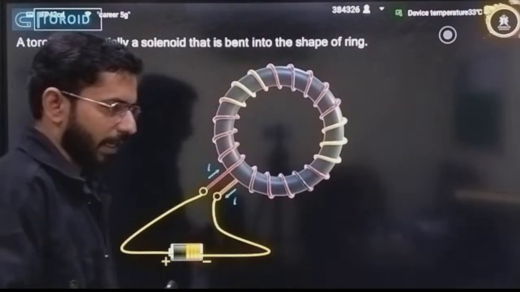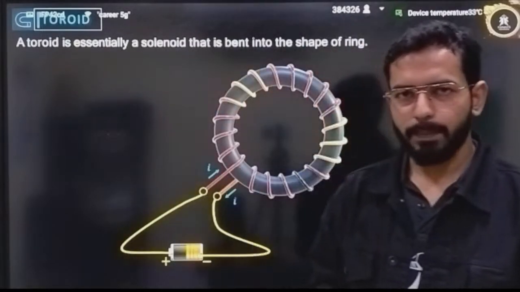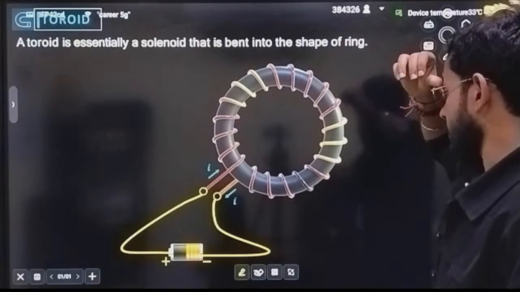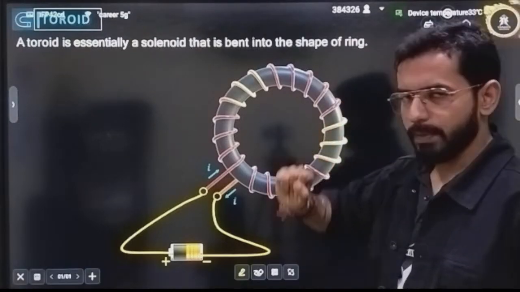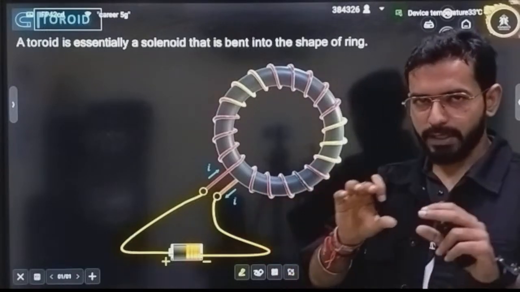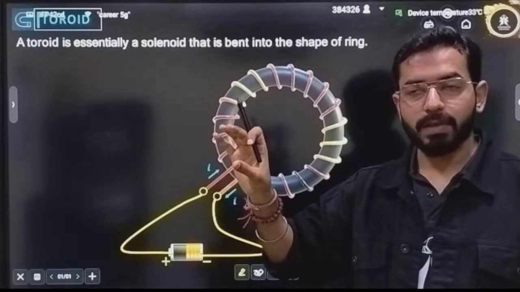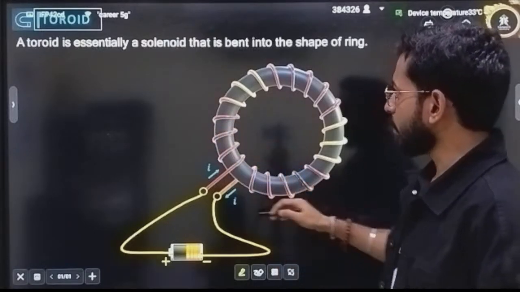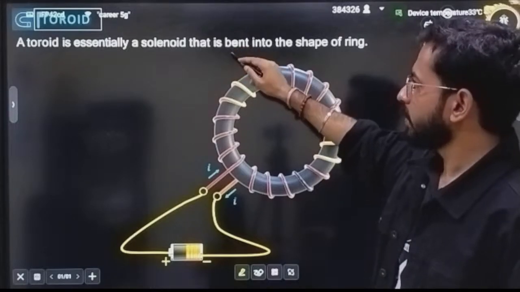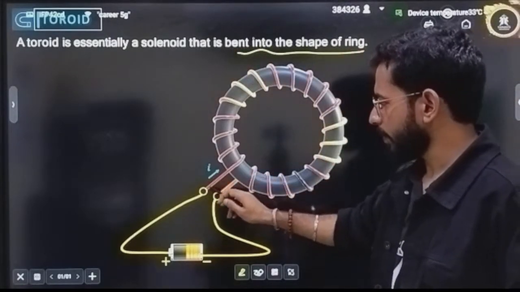Fine. Now the second thing that we are going to discuss is the toroid. Toroid is very easy. We are going to simply integrate using Ampere's circuital law. What is the result? That is not important. Firstly, understand what kind of shape is called a toroid. A toroid is also a kind of solenoid, but the only difference is that there was a straight, long, cylindrical conductor, but here you will have a circular one. A toroid is essentially a solenoid bent in the shape of a ring, and the current will be coming from here.